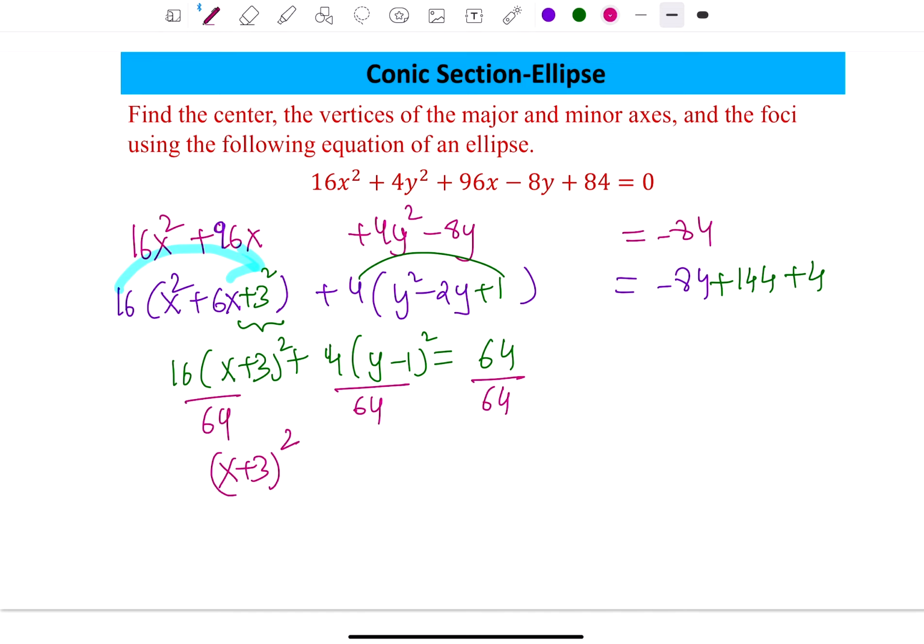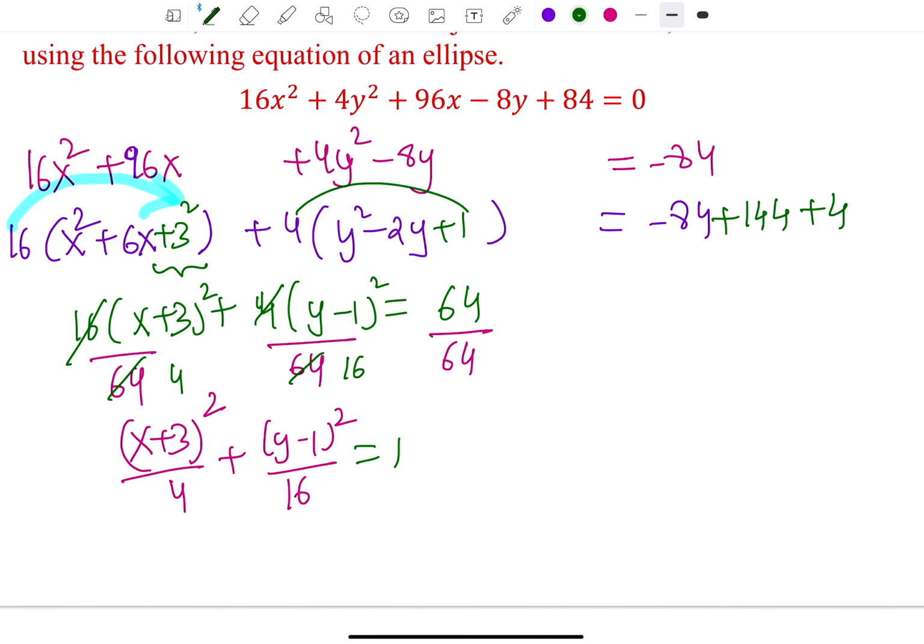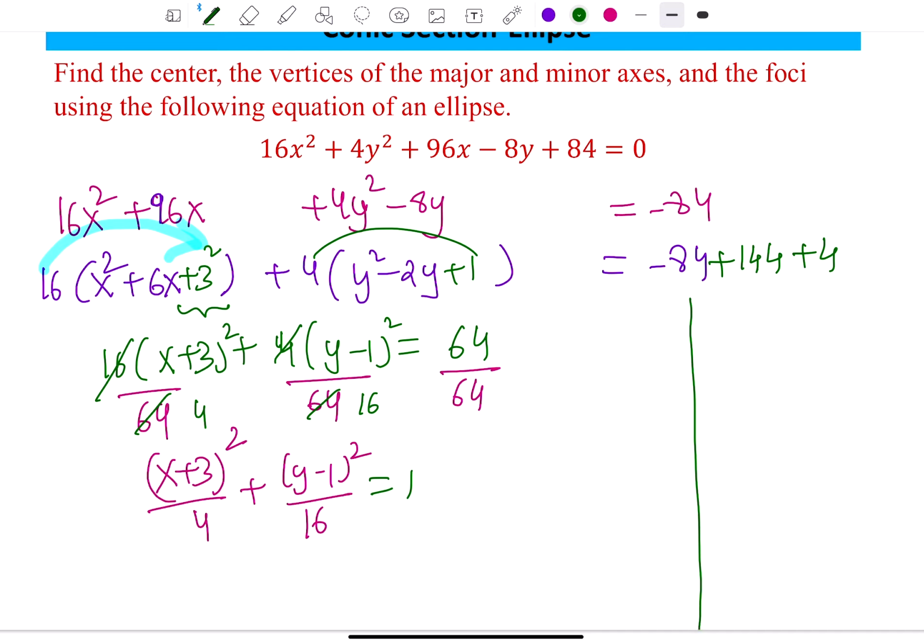x plus 3 squared over 4 plus y minus 1 squared over 16, because we can cancel between the fractions here, equal to 1. So this is the ellipse that I will be graphing here. This ellipse has a bigger number under y, and the center is shifted as well. So we have to be careful now.